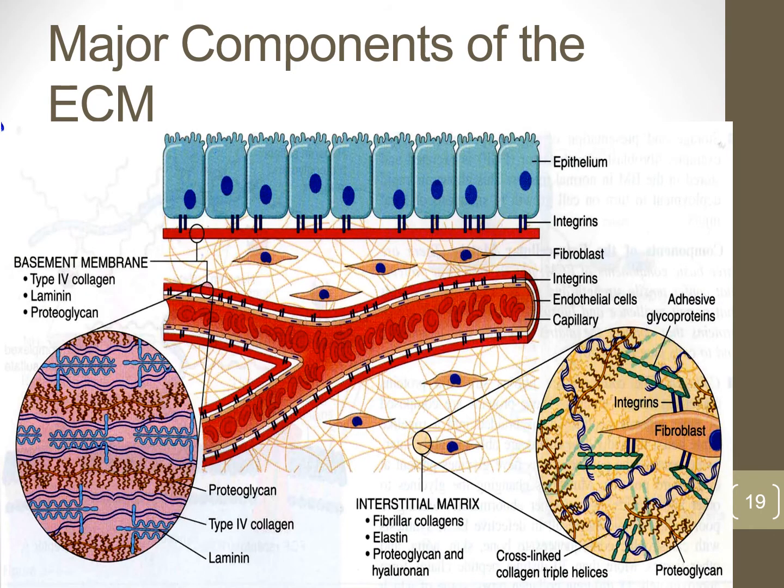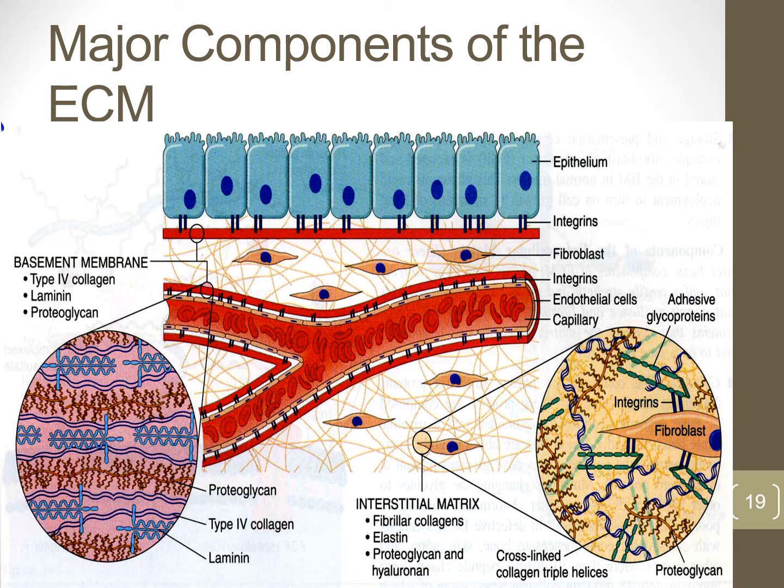So this is the basement membrane. Here it is. So we have the basement membrane. It's composed of type 4 collagen and laminin and proteoglycans. Here are the proteoglycans, and here's the type 4 collagen, and here's the laminin. They are all connected together. And here we have the interstitial matrix, which, as we said, is in between the cells.